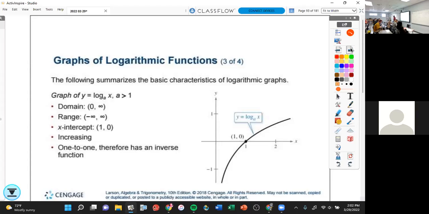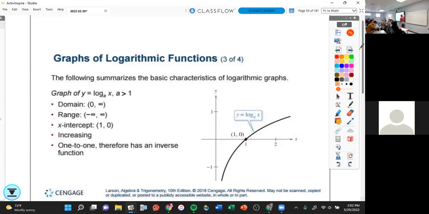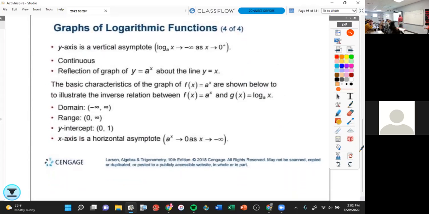The function is always increasing. It is 1 to 1, therefore it has an inverse. The y-axis is a vertical asymptote. The function is continuous, and it is a reflection of y equals a to the x about the line y equals x. The basic characteristics of the graph f of x equals a to the x are shown below to illustrate the inverse relation between f of x equals a to the x and g of x equals log base a of x. And this is kind of the stuff I've already talked about.